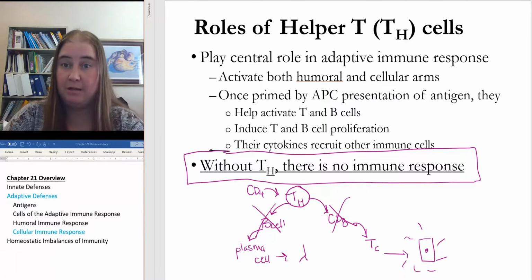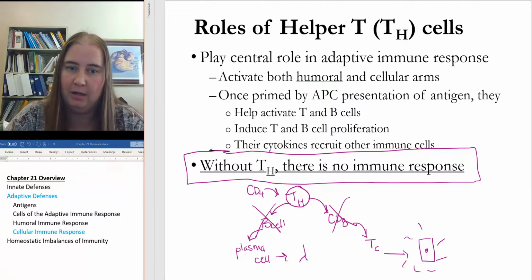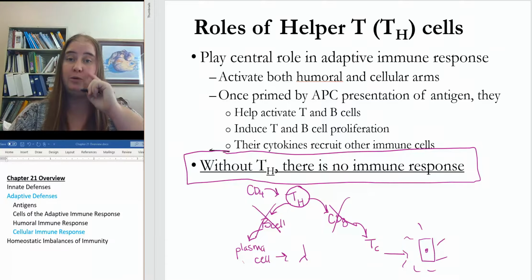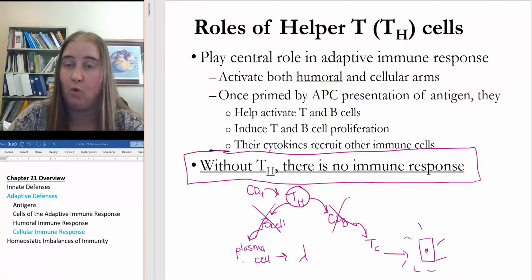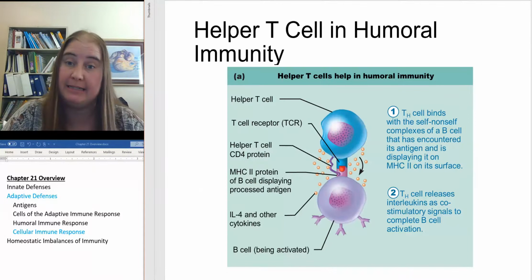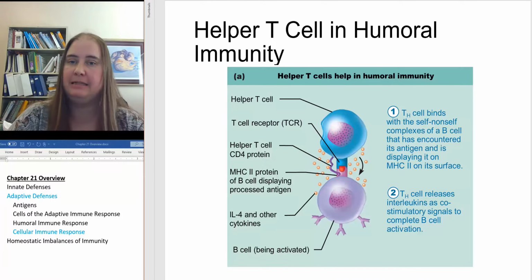Now, again, this is why I don't like how your book presents it, because we talked about this whole process, and at no point does your book say, oh, by the way, none of this can actually happen unless that T helper cell gets activated. This is why I do it a little bit different in the drawing that's available as a recording in this week's chapter. So let's look and see how that T helper cell actually activates both the B cell and the CD8 cell.